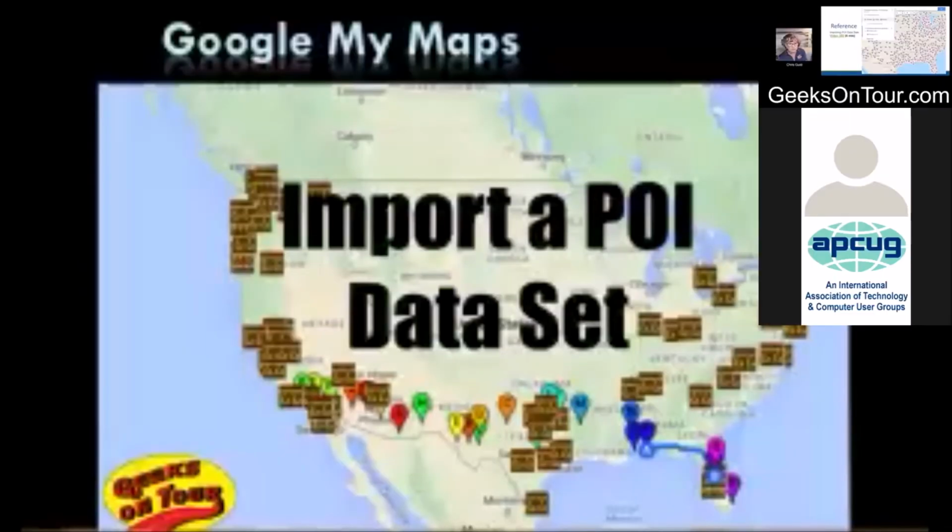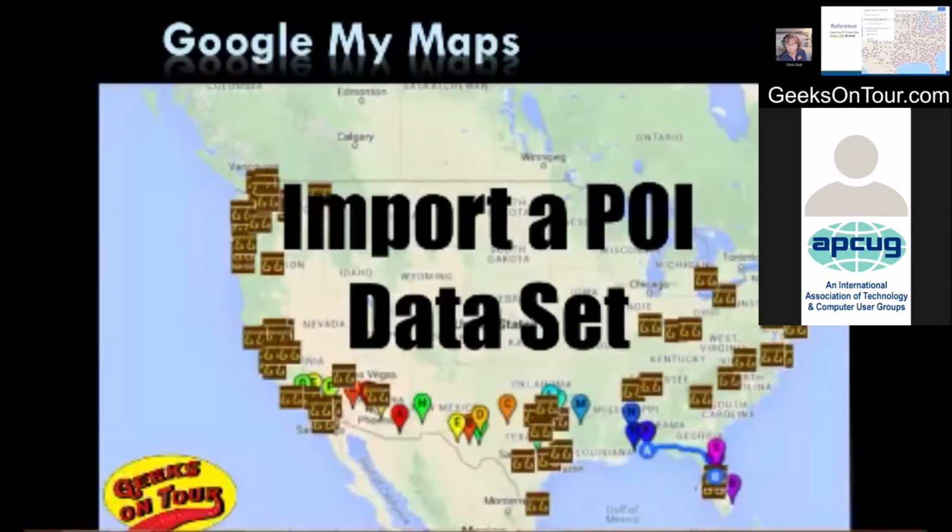Hi, this is Chris Guld with Geeks on Tour, and this Show Me video is about using Google My Maps and importing a POI dataset. POI stands for points of interest. First, you need to be able to find and get a POI dataset.